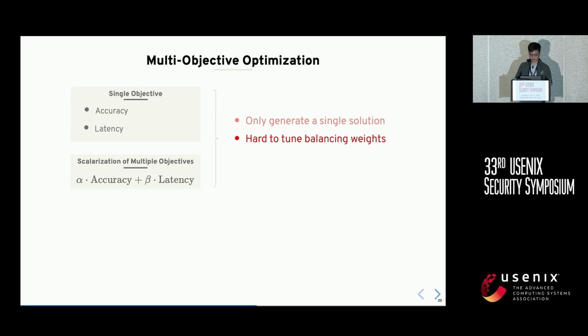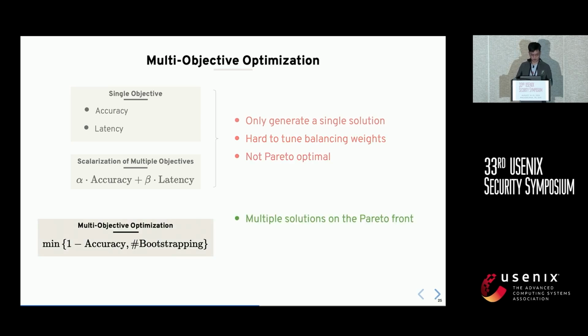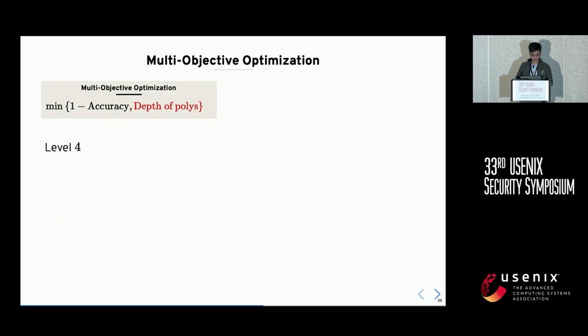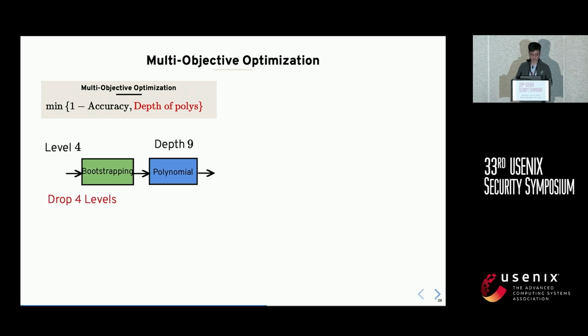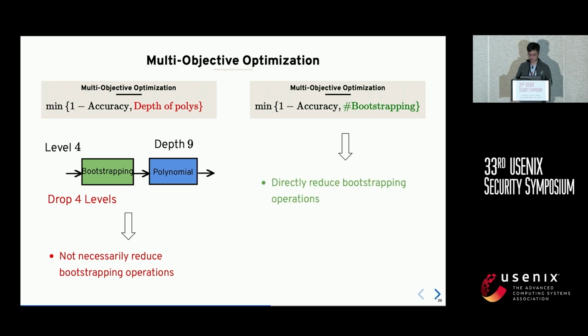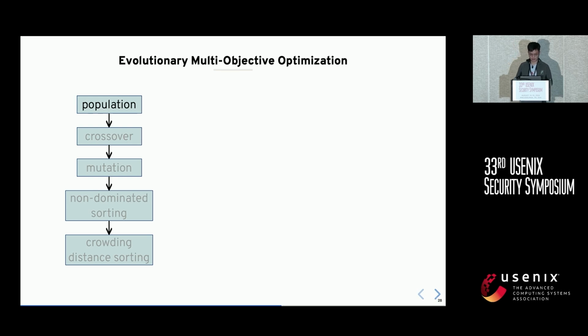Why do we need to optimize both objectives, accuracy and latency? If we only optimize one objective, it can give us only one solution. But if we optimize accuracy and latency, it can give us different solutions on the Pareto front, and we don't need to tune the weights. These solutions are Pareto optimal. However, some existing works just minimize the degree or the depth of polynomials, but that does not necessarily reduce the number of bootstrappings. So we need to directly minimize the number of bootstrappings, because bootstrapping dominates the latency when we evaluate convolutional neural networks.